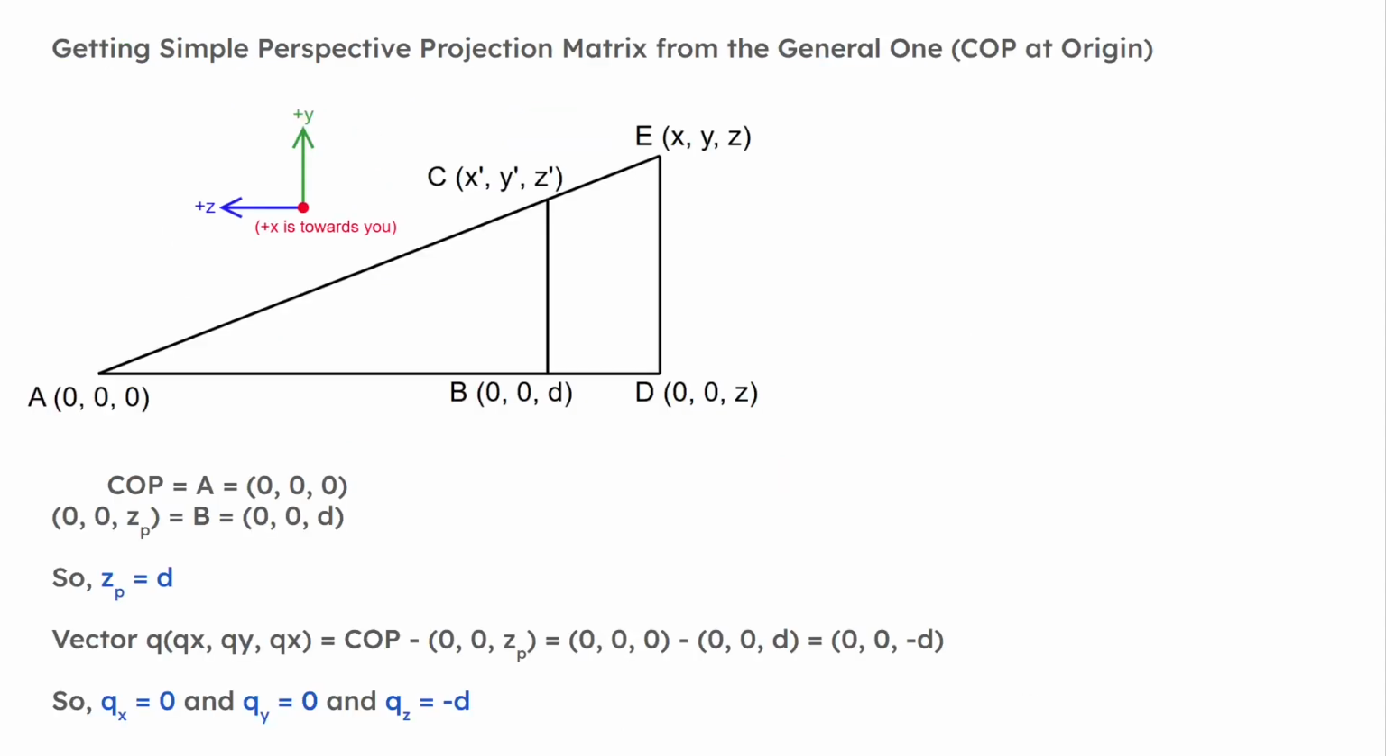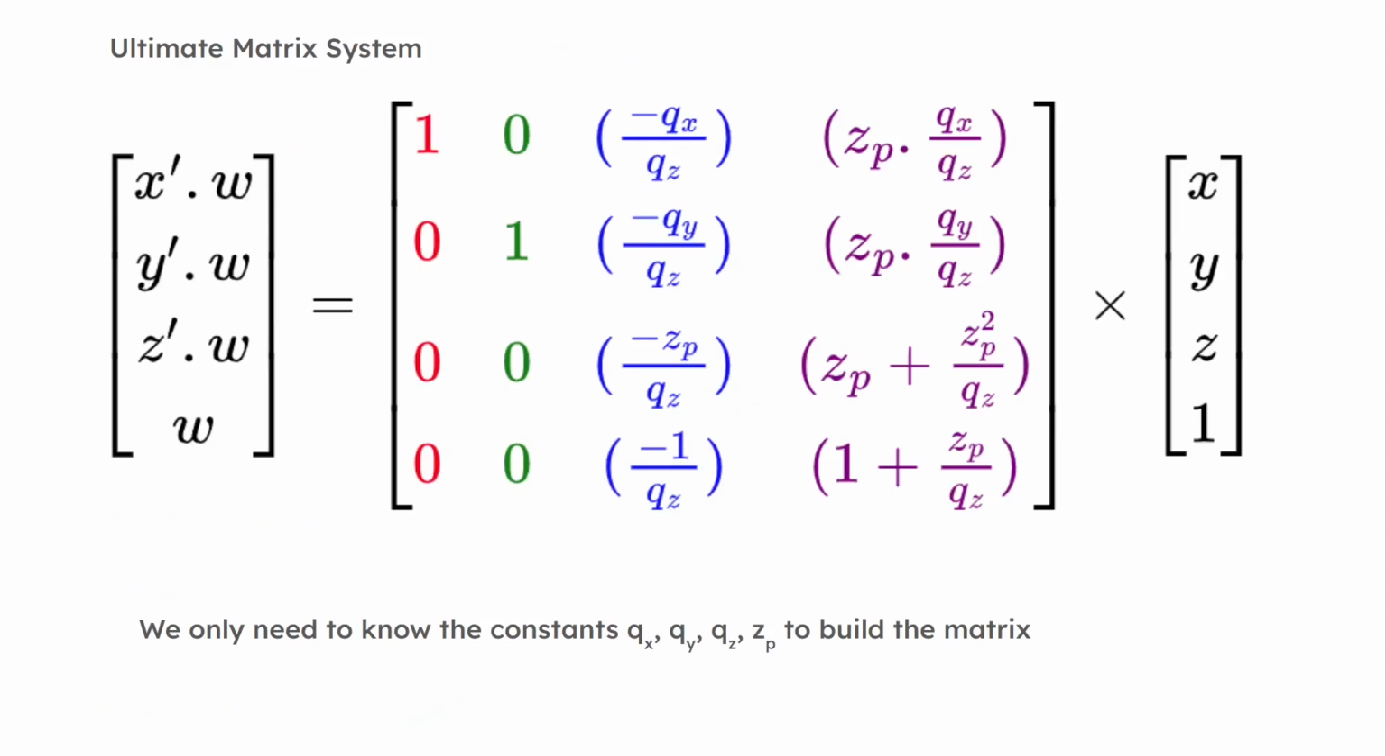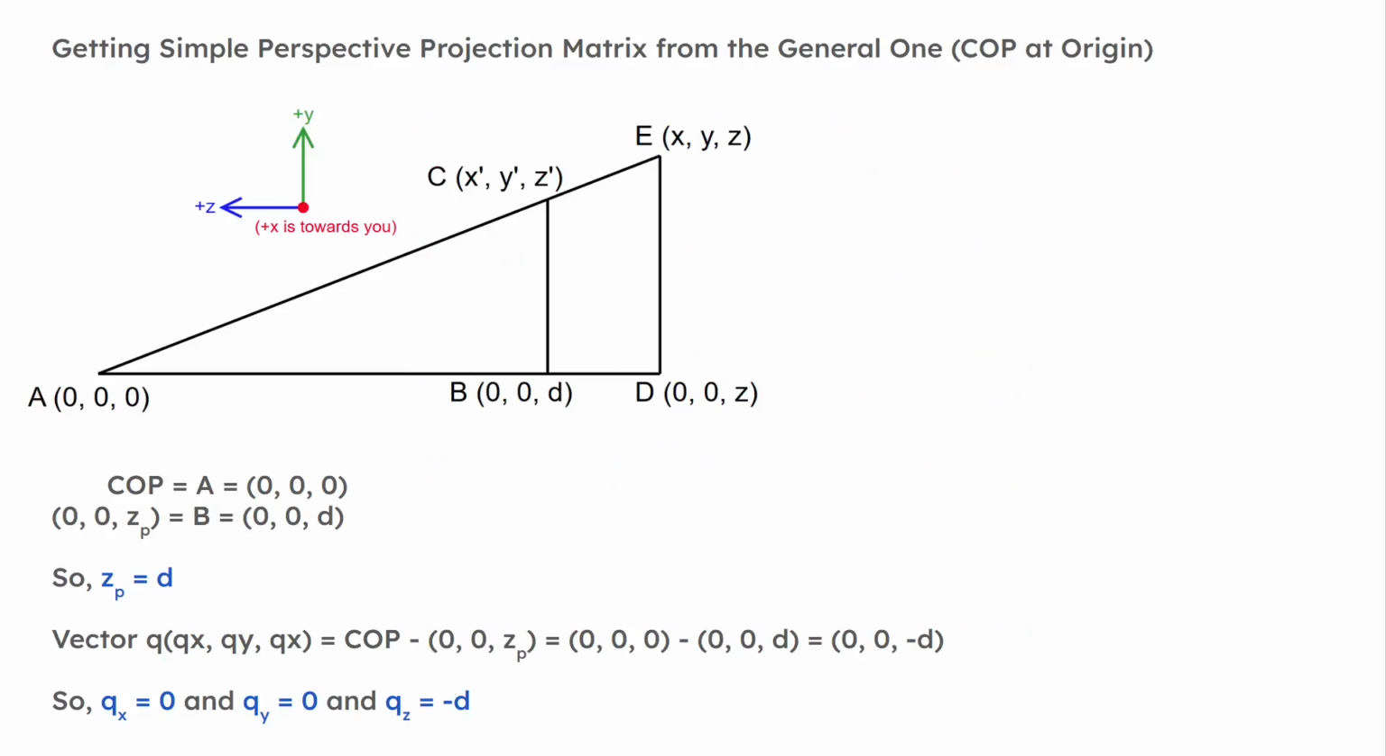We can even derive our simple perspective projection matrix from our general one, right? For the general one, we need to know the Qx, Qy, Qz, and Zp values. In the first case of our simple one, the COP is at the origin, indicated by this point A, and the intersection point between the projection plane and the z-axis was (0, 0, D). In our general version, this point was (0, 0, Zp). So if we equate these two points, (0, 0, Zp) equals (0, 0, D), which means Zp equals D.